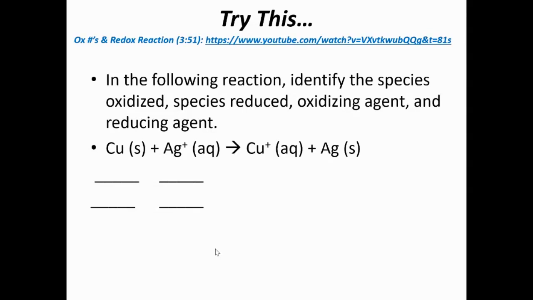The species that lost electrons is the species oxidized, and that would be the copper solid. The species that gained electrons is the species reduced, that would be the silver ions. To figure out the oxidizing agent and the reducing agent, you're just going to flip-flop them around. The species reduced becomes the oxidizing agent, the species oxidized becomes the reducing agent. Notice we didn't look at the products, we only looked at the reactants in terms of defining the species oxidized, species reduced, oxidizing agent, and reducing agent. All of these things are reactants, they are not products.